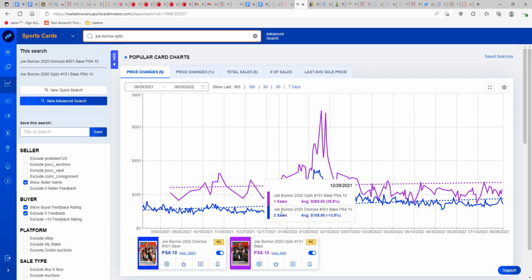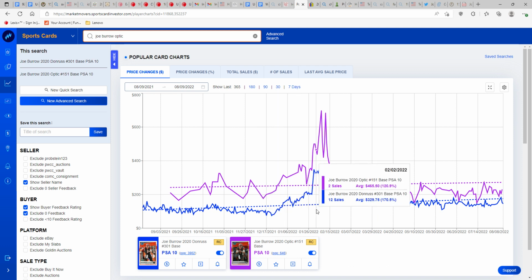That is true of this trend line across a wide sample size. The graph sort of tightened a little bit around Super Bowl time when the spike was happening, because people were willing to pay a lot for the Donruss-based PSA 10, and so here we're looking at about a 1.5 to 1 ratio.